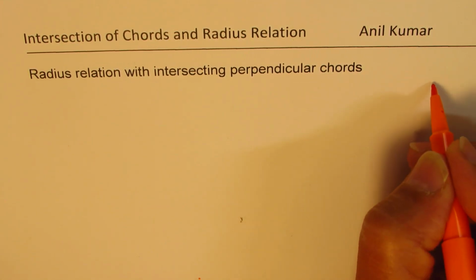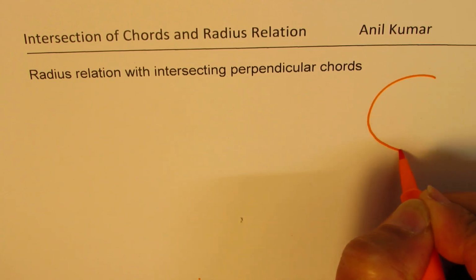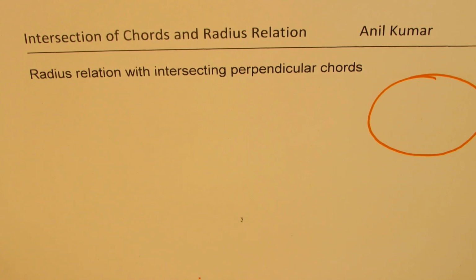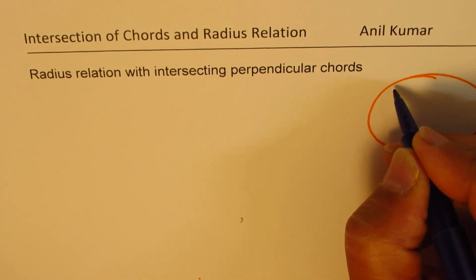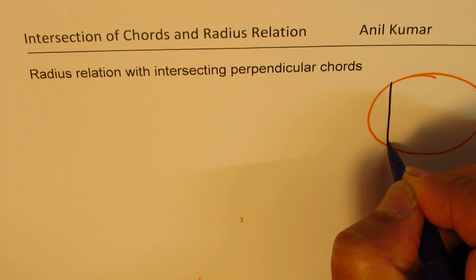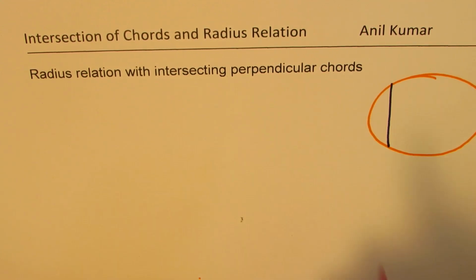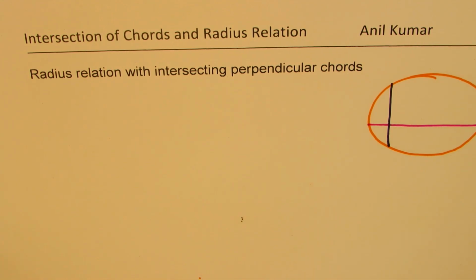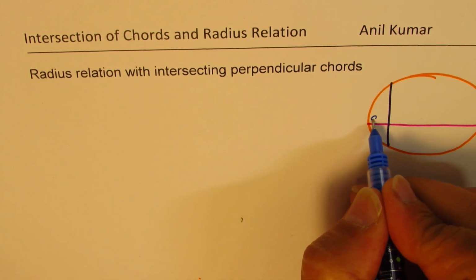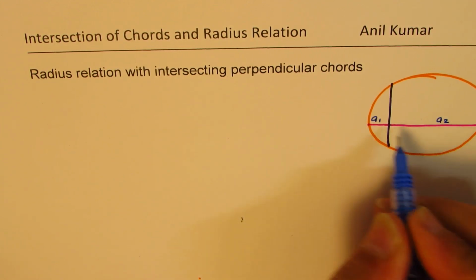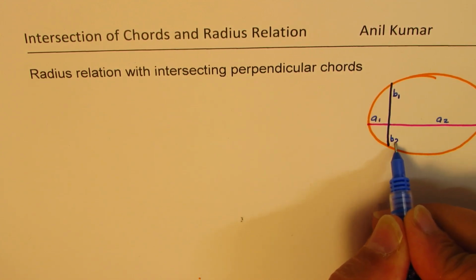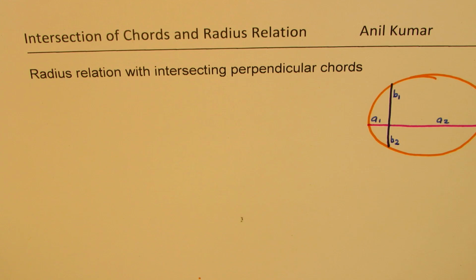Okay, so let me this time sketch the circle on this side. A slightly bigger circle. I need to write a lot of things here. Okay. So we'll have a very similar diagram as we did earlier. So we have two chords. One we'll take horizontal, the other one vertical. Okay. And let us say that these sides are A1, A2, right? So these are your chord segments. This is B1 and this is B2. So these are your two chords.